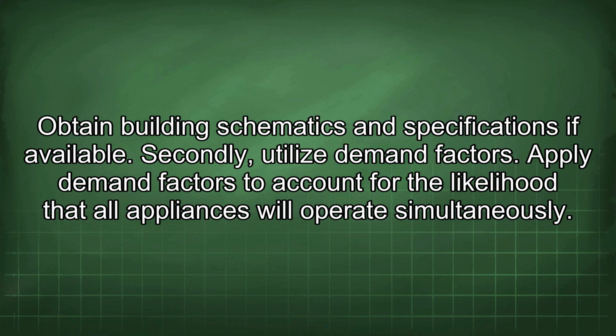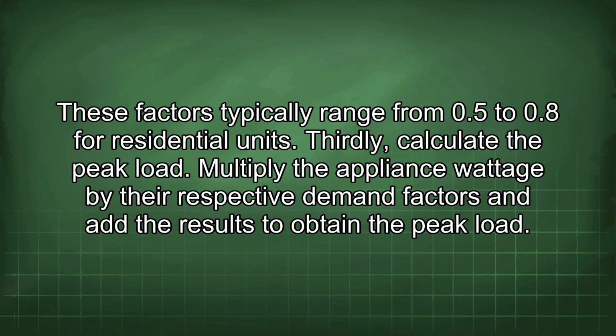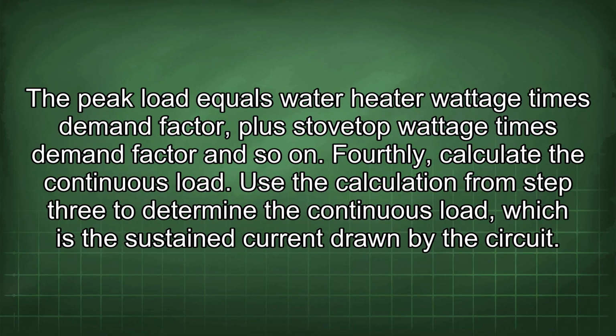Secondly, utilize demand factors. Apply demand factors to account for the likelihood that all appliances will operate simultaneously. These factors typically range from 0.5 to 0.8 for residential units. Thirdly, calculate the peak load. Multiply the appliance wattage by their respective demand factors and add the results to obtain the peak load. The peak load equals water heater wattage times demand factor, plus stovetop wattage times demand factor, and so on.